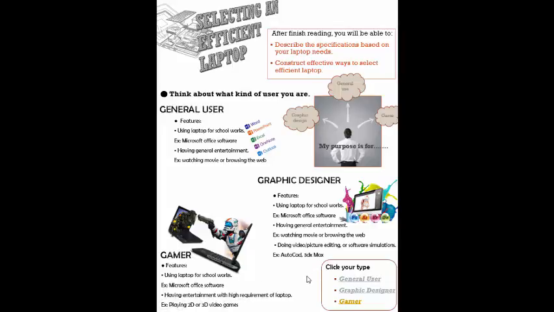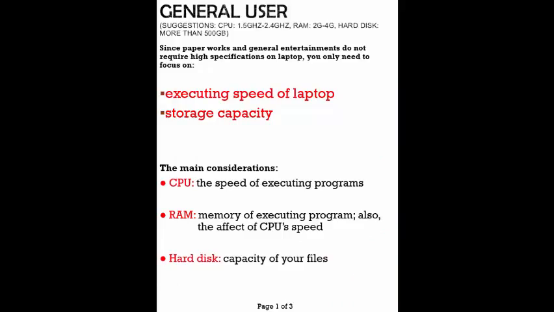On the bottom right corner, you can see there are three options over here. After the readers know their groups, they can just click the names of their groups. For example, if I'm a general user, I can just click on general users, and then it links to the general users information.